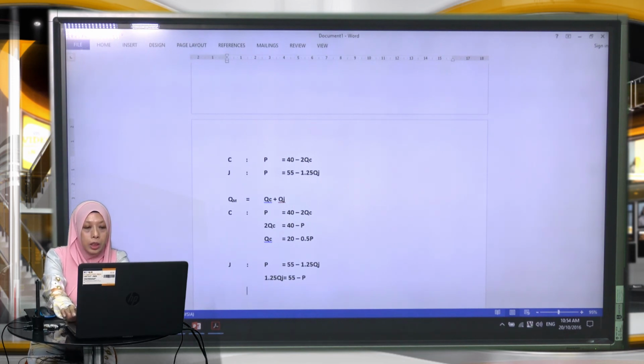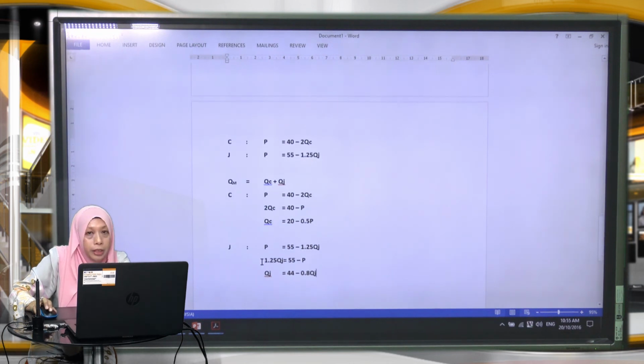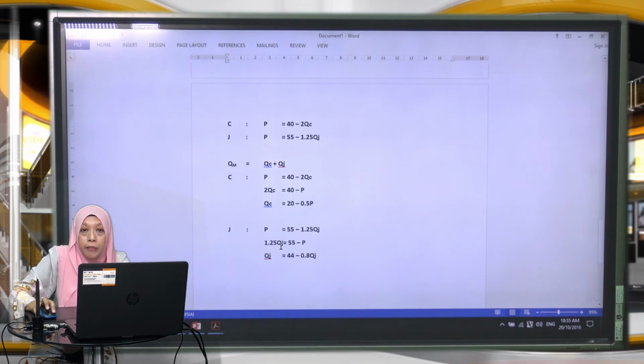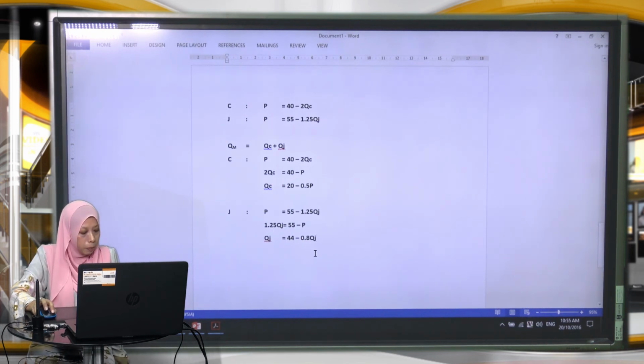Let's divide both sides by 1.25. So you're going to get QJ equals 44 minus 0.8 P. All you need to do is divide both sides by 1.25. So 1.25 QJ divided by 1.25 gives you QJ. 55 divided by 1.25 gives you 44. And 1 divided by 1.25 gives you 0.8 P.